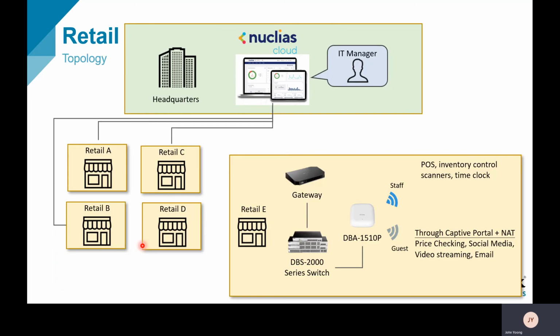So the topology, same thing. The IT administrator will be able to manage all the organizations or even the retail stores. Each retail store will have the gateway or the DBS 2000 switch to PoE the DAP series. For the staff, they can connect using WPA2, WPA3 for their POS, their scanner, their clock, check-in, check-out. Then for the guest itself, we have the captive portal plus NAT.